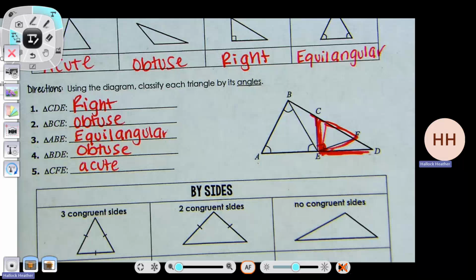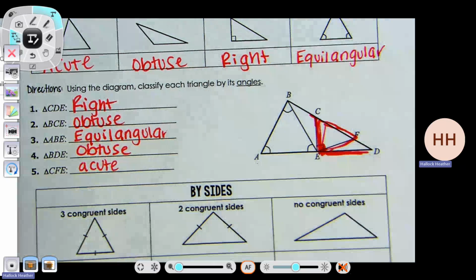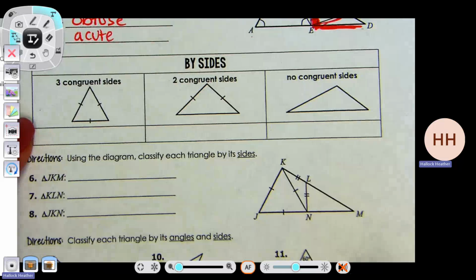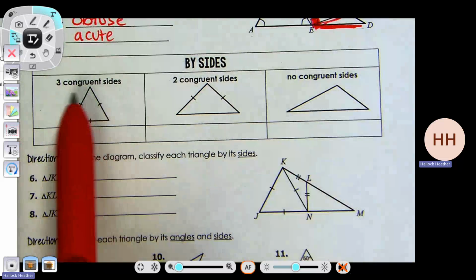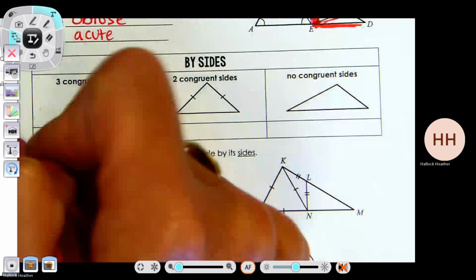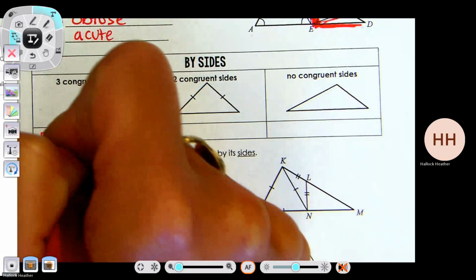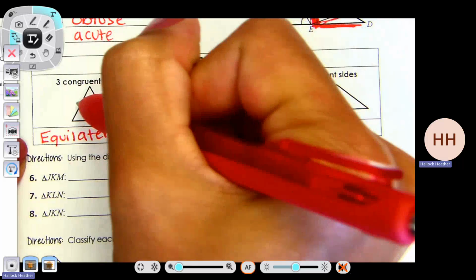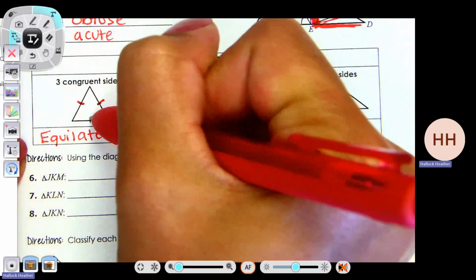Okay, so if it wants angles, classification by angles, those are your options. You have acute, obtuse, right, and equiangular because like equal angles. Okay, now we have 3 sides, which you should have learned in elementary school. So if you have 3 congruent sides, what type of triangle would that be? Equilateral. Because you have these little tick marks. So they're saying if that's 5, this is 5, and that's 5.